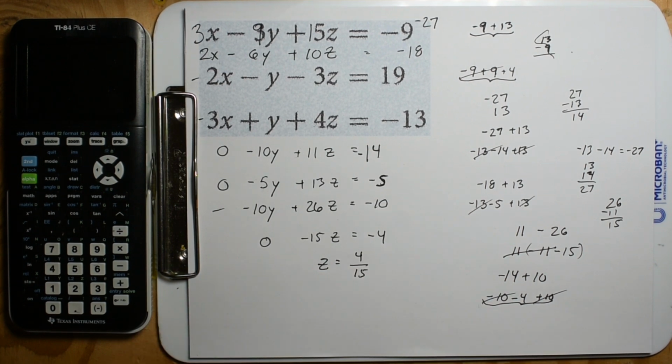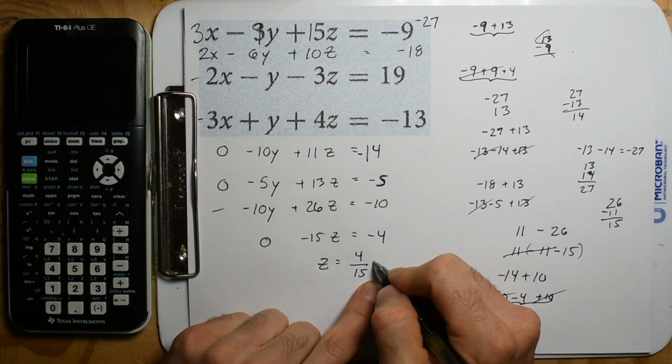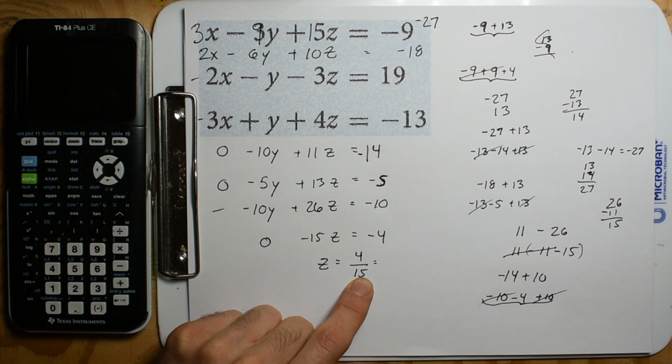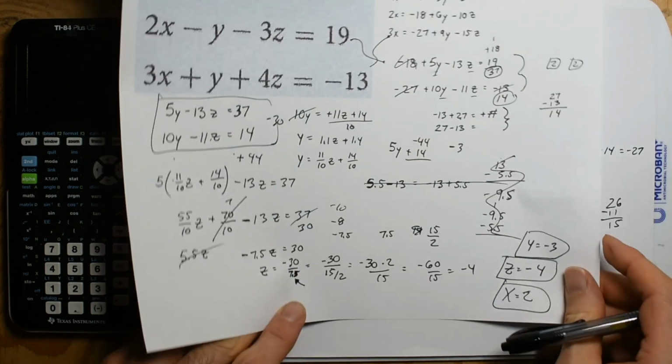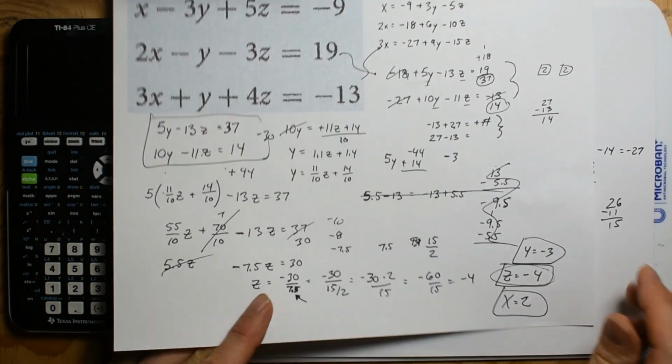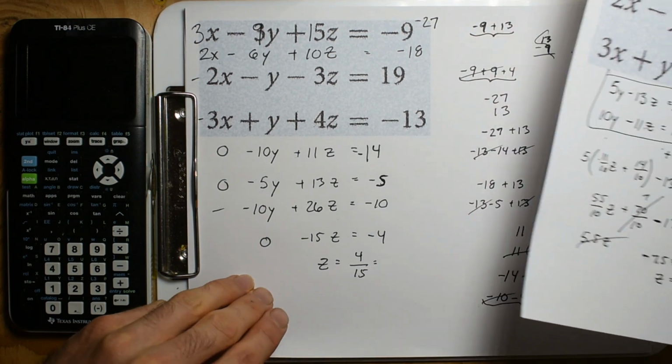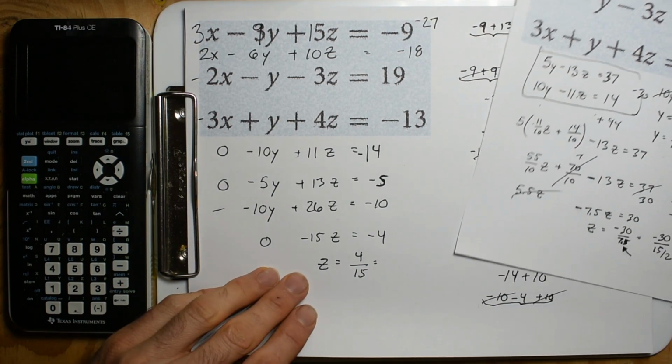I feel like that's the wrong answer. Damn it. What did we say z was? z was just going to be negative 4. Whoa. We should have checked ourselves before we wrecked ourselves on this one.